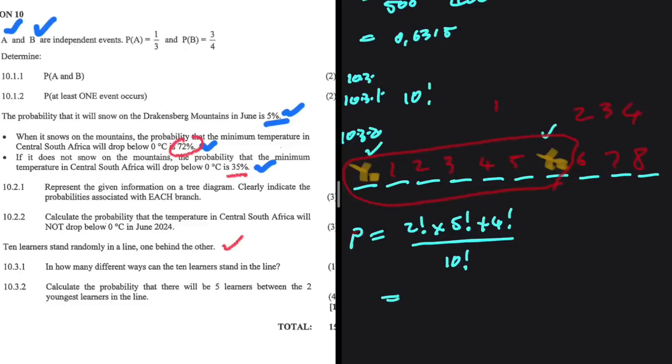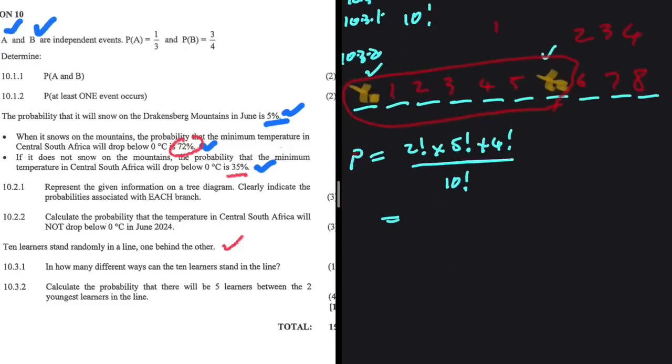So the probability is just 2 factorial. Let me just put that in my calculator. Multiplied by 5 factorial, multiplied by 4 factorial, divided by 10 factorial. This is equal to 1 divided by 630. Yes. Let me know in the comments if there is something I'm missing.